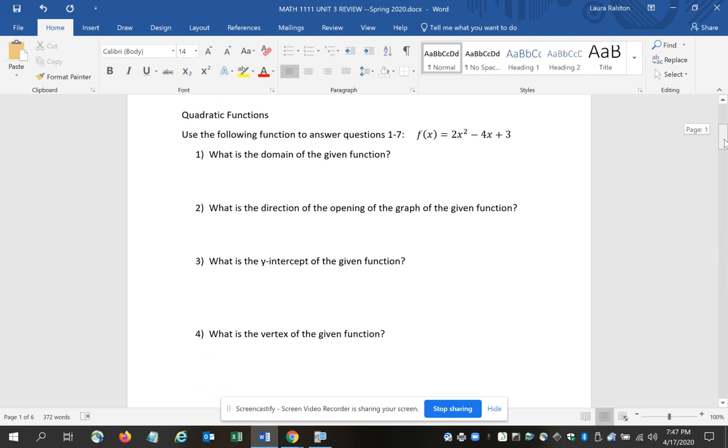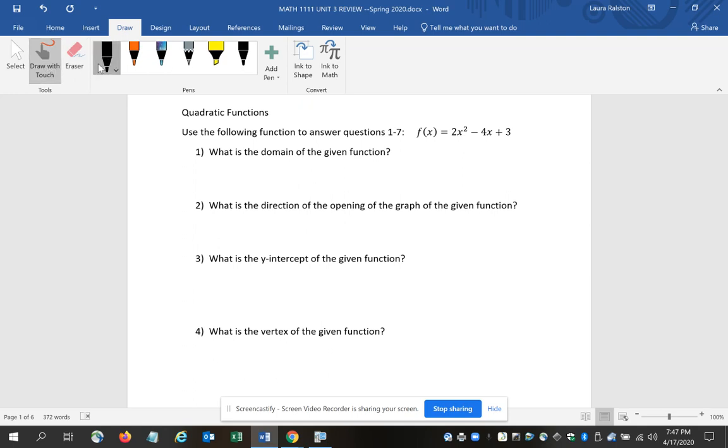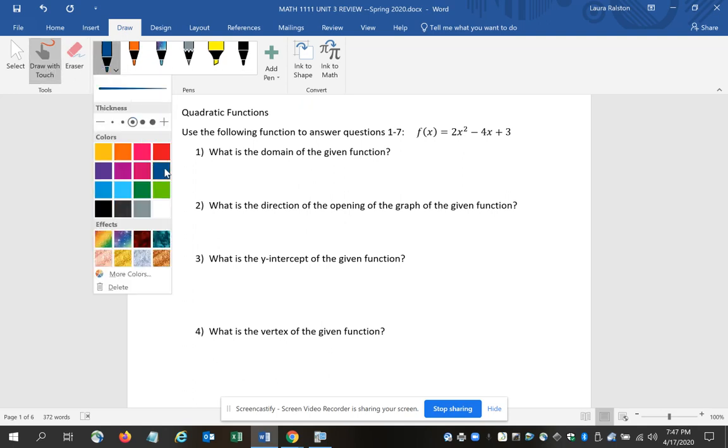All right, so let's begin with the review. And the first 2 groupings of questions, I believe, deal with quadratic functions. And the first question says, use the following function to answer questions 1 through 7. And you're given a function, f of x equals 2x squared minus 4x plus 3. And again, I hope that you recognize that that is a quadratic because it has a squared term.